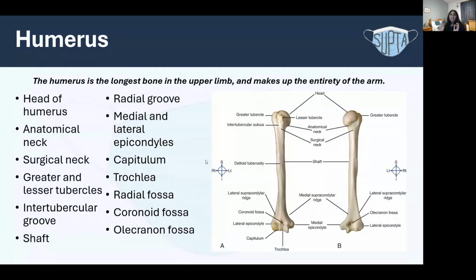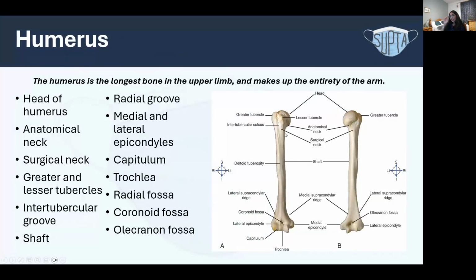Okay, moving on, we have our humerus. It is the longest bone in the upper limb, and it basically makes up the entirety of your arm. So the only arm bone that you have is the humerus. Okay, and let's have a look at the different structures of the humerus. So we have the head of the humerus. Okay, that's the part that articulates with the glenoid cavity to form the glenohumeral joint. We have an anatomical neck, and we also have a surgical neck.